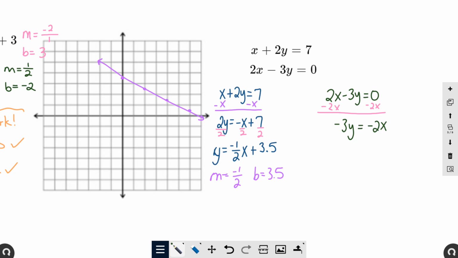Now, because you have a 0, you can leave the 0 off if you want to, or I sometimes like to just put plus 0 in there. It's just a placeholder. It's not going to change anything. You can leave it if you want to.